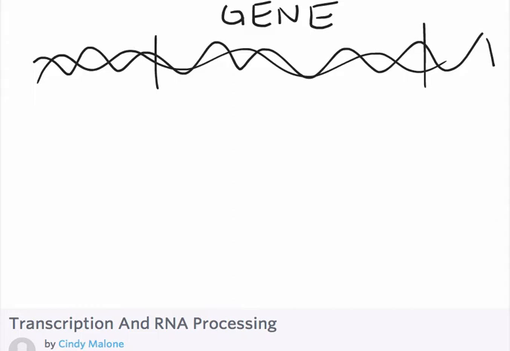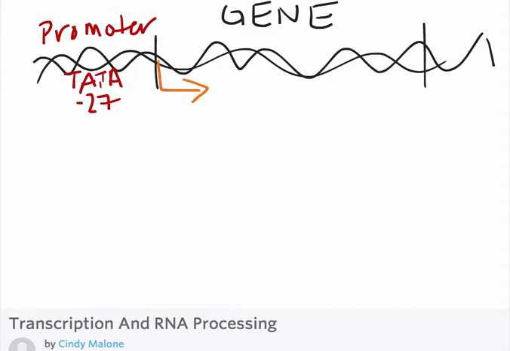So what we have directly upstream of a gene is called a promoter region. And in eukaryotes, this region usually has a TATA box at about minus 27 from the +1 of transcription. The +1 of transcription will occur at the very beginning of the gene.